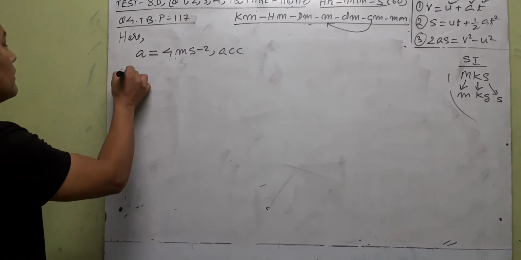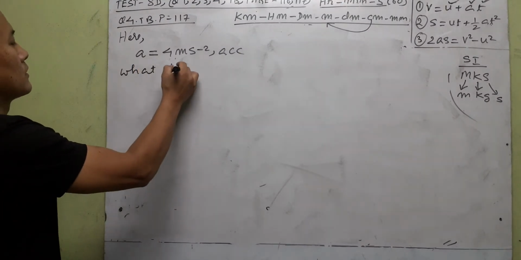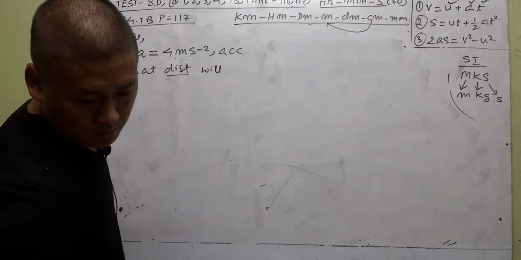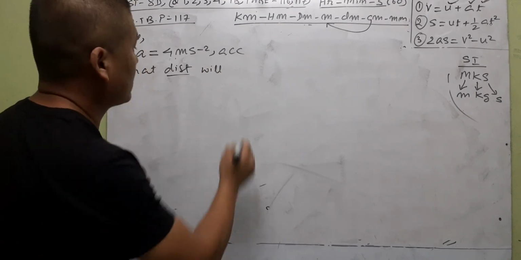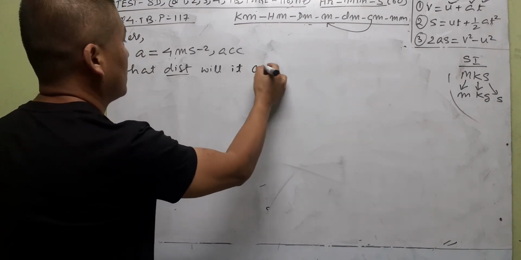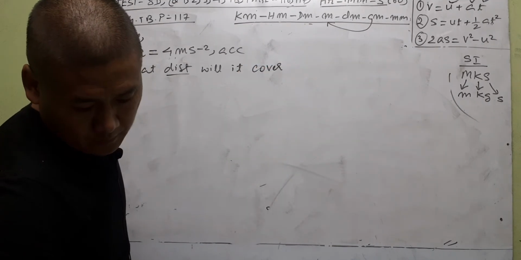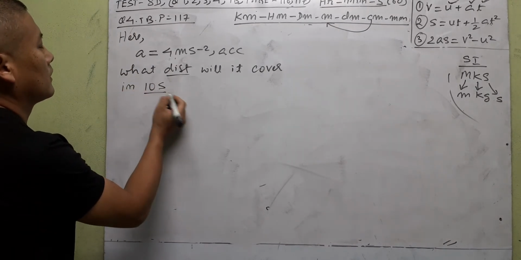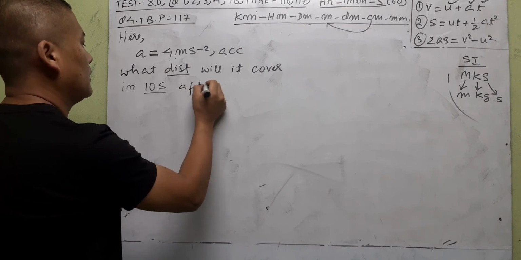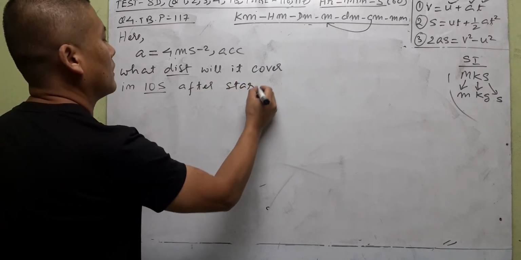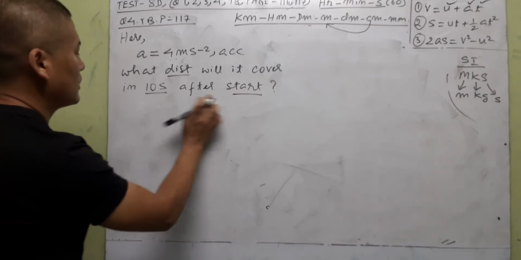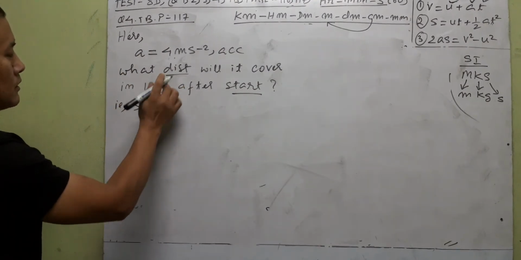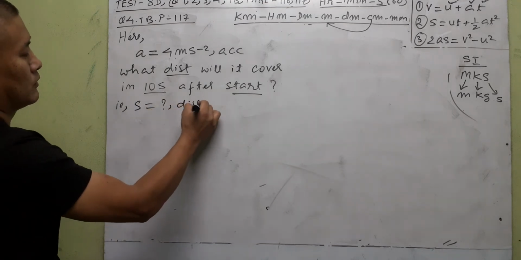So question is asking, what distance will it cover? In 10 seconds after start. In 10 seconds, another keyword. After start, question mark, another keyword. So there are 3 keywords. So that would mean distance means S. So the distance that we are searching for.